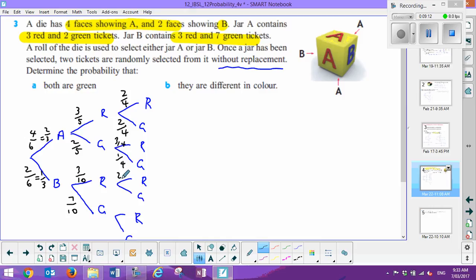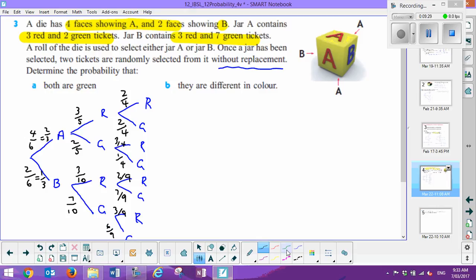Let me just do that again so it's neater. 7 out of 9 green. Down here we don't have any reds taken yet, so we've still got 3 out of 9. One of the greens is gone, so we're 6 out of 9.